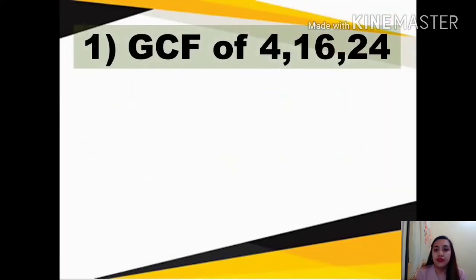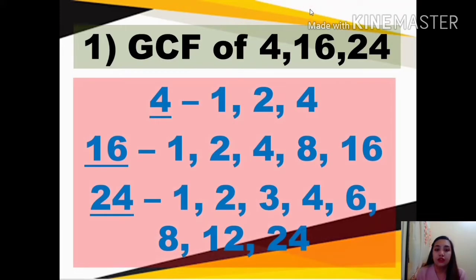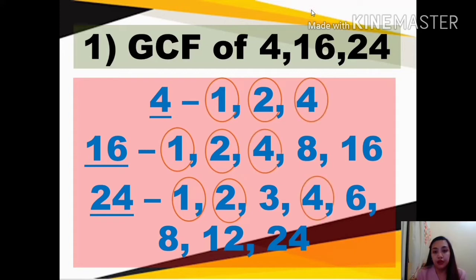Now, the GCF of 4, 16, and 24, what is the first thing to do? We are going to list all the factors of 4, 16, and 24. 4 has factors of 1, 2, and 4. 16: 1, 2, 4, 8, and 16. 24, we have 1, 2, 3, 4, 6, 8, 12, and 24. Now, we are going to encircle all the common factors. We have 1, 2, and 4.